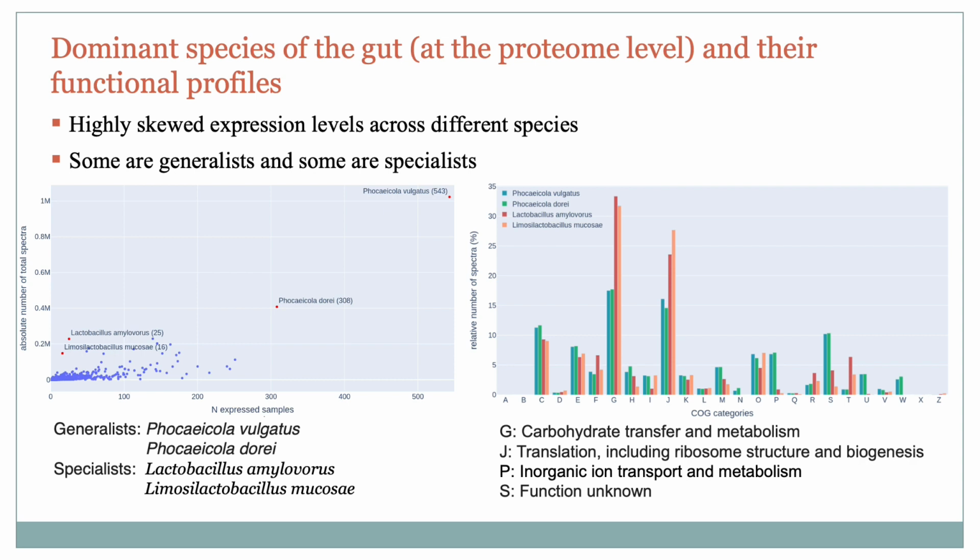For example, the proteins encoding functions in carbohydrate transport and metabolism are more abundantly expressed in the specialists. And the generalists have more proteins expressed in some of the other functional categories. So the hope is that by using metaproteomics datasets from many samples, we can learn the protein landscapes of some of those important human gut bacteria.